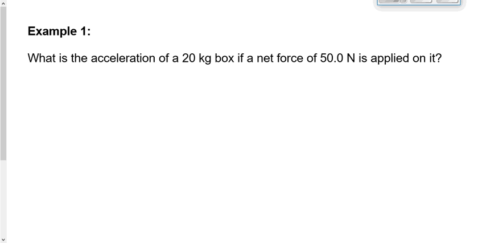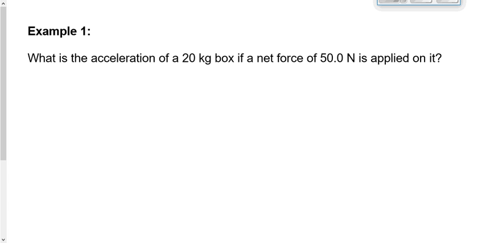All right, let's do an example here. What is the acceleration of a 20 kilogram box if a net force of 50 newtons is applied on it? This is a pretty straightforward Group B question. Remember what I mean by that? A Group B problem is a problem that involves acceleration. I'm allowed to use any of the equations that I've learned this year except V equals delta D over delta T. Can't use that because that's Group A.